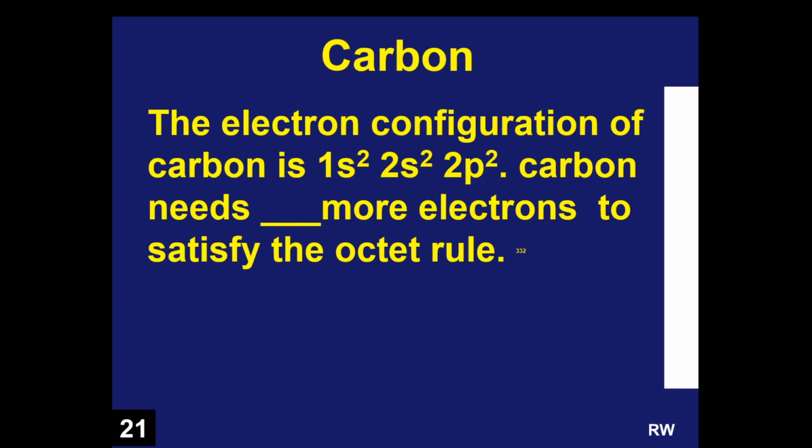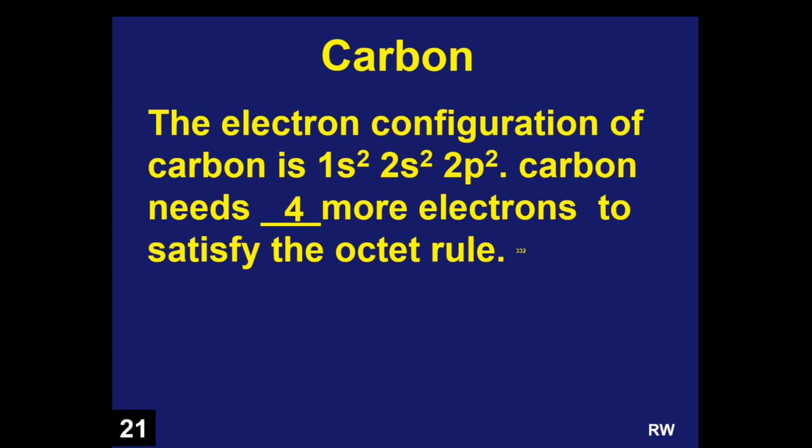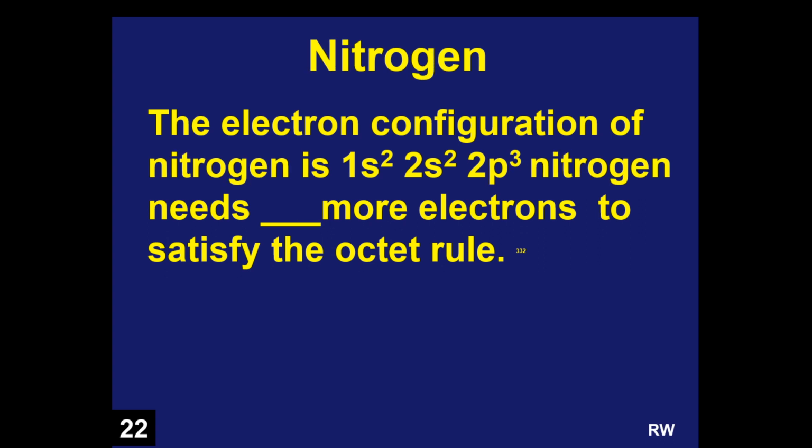Okay, carbon has a configuration 2s2, 2p2. Carbon needs how many? Take a guess. See if you're right. 4 more electrons to satisfy the octet rule. Nitrogen, 2s2, 2p3. It has 5. It needs 3 more to get 8.